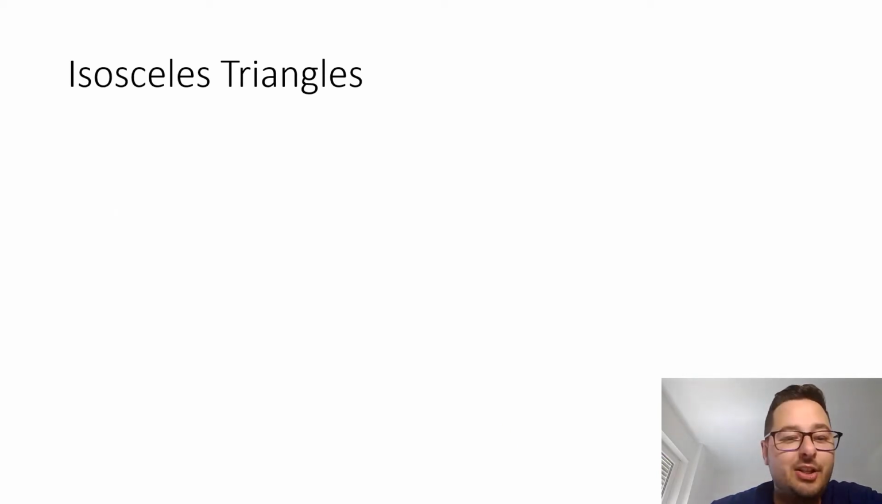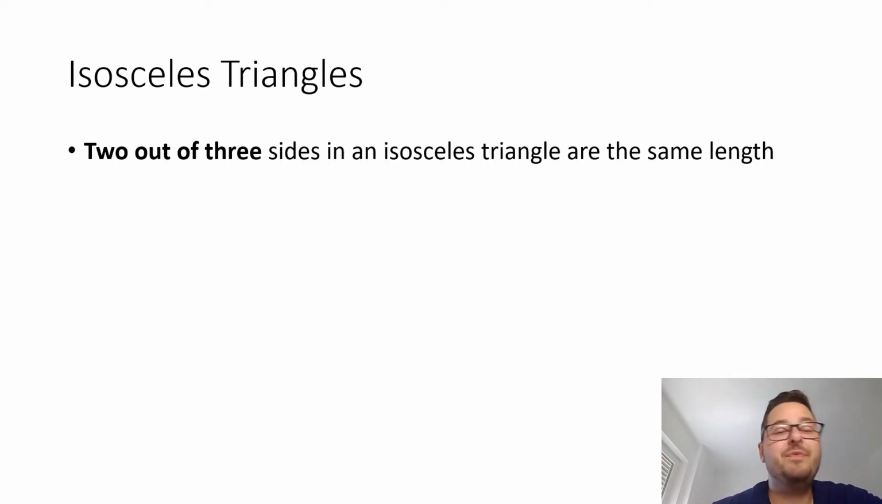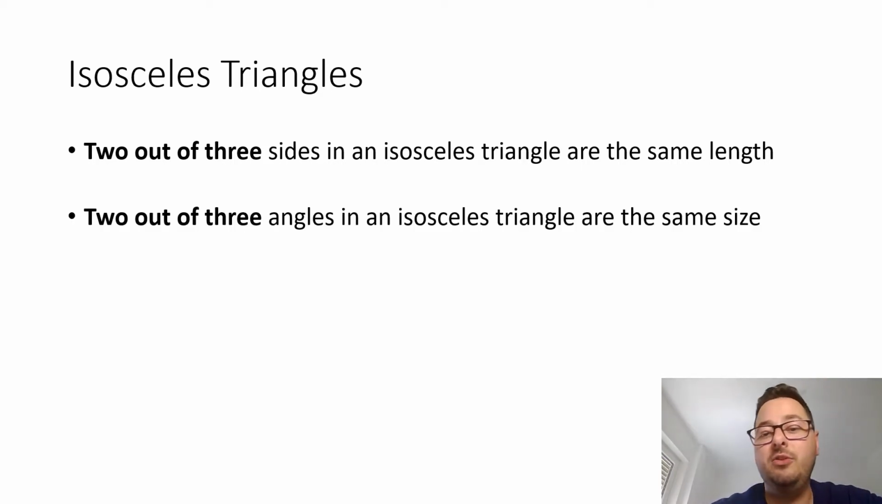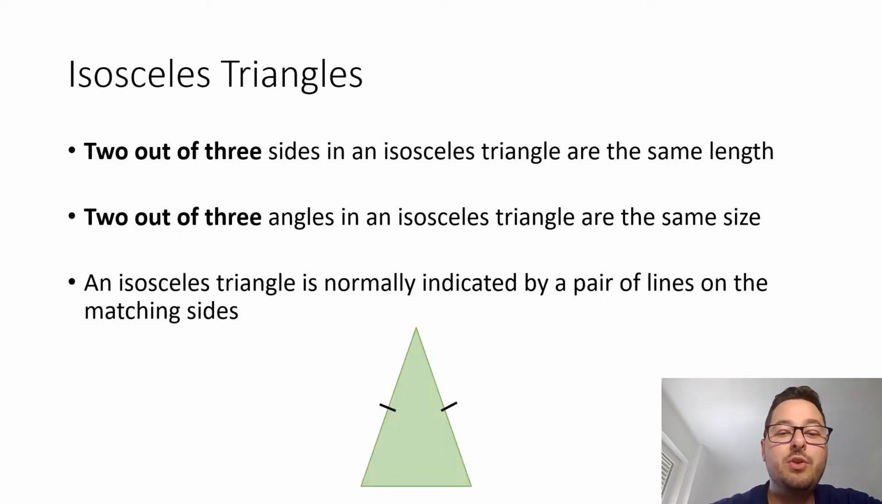Okay, next, isosceles. Before, we've had all three the same, this is where 2 out of 3 are the same. So in an isosceles triangle, 2 out of 3 sides are the same length and 2 out of 3 angles are the same size. And again, we use those little lines to show you which sides are the same. So there's an isosceles triangle and you've got your 2 lines to show you. It's pretty obvious looking at it, but sometimes it's not. So there it shows you that the 2 going up are the ones that are the same.